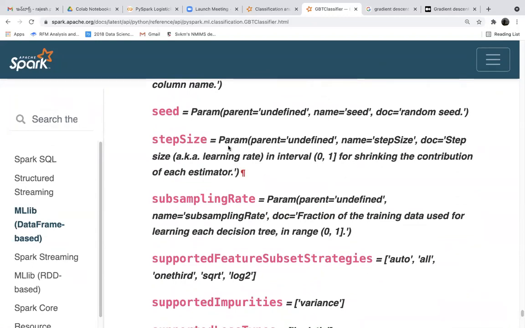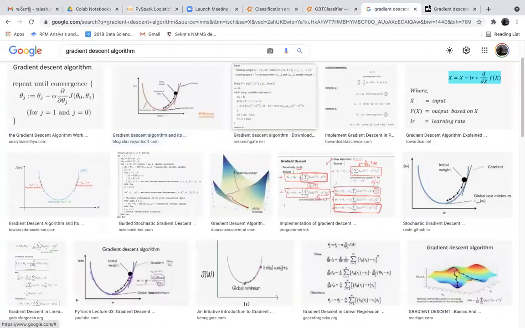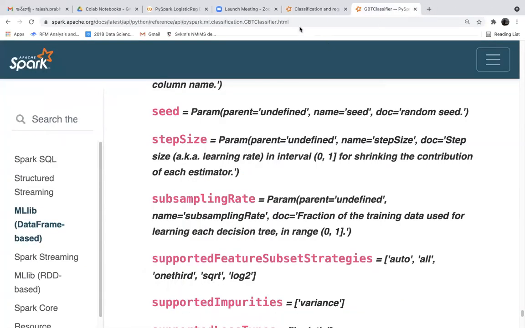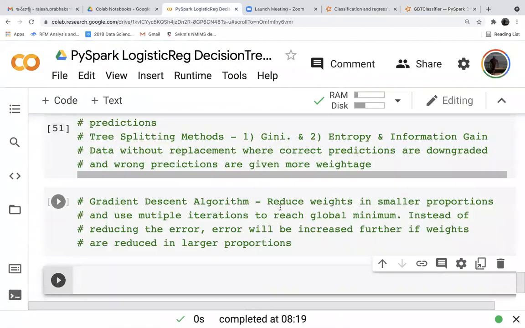So see here, step size, aka learning rate in interval of 0-1 for shrinking the contribution of each estimator. So step size is nothing but the learning rate. Yes, sir. Understood. So this is all about a gradient boosting algorithm, which is designed to increase the accuracy of the models. So let us implement this on our data.